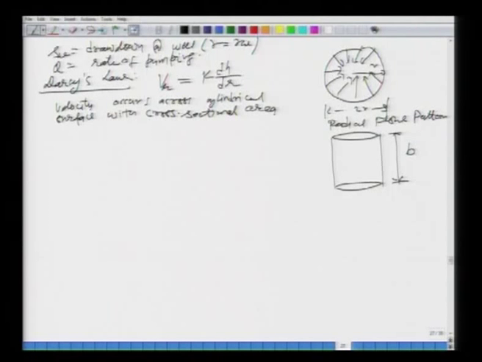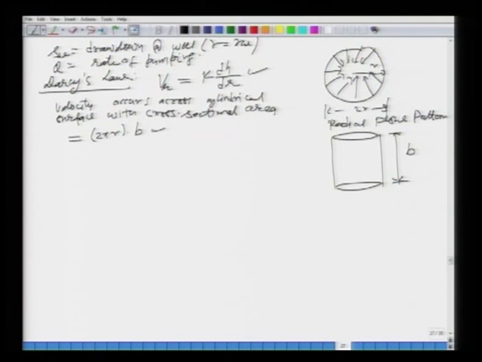Well, we can write it down. This cross sectional area will be equal to what? The circumference is 2 pi r, or pi d, times B. You can extend this cylinder, and that is what you will find. So, this is the cross sectional area, this is the velocity.